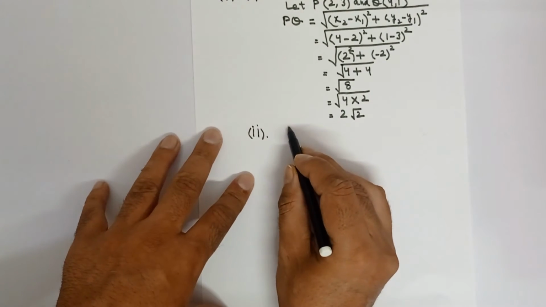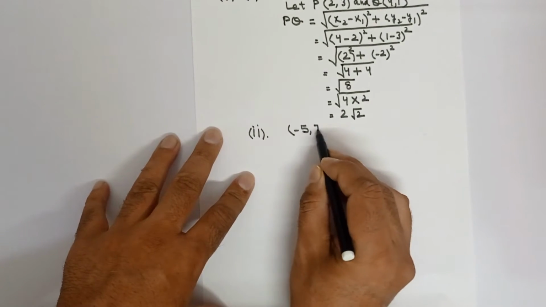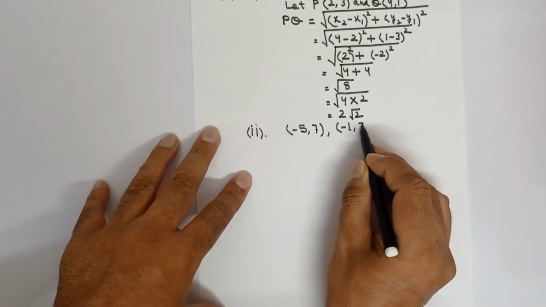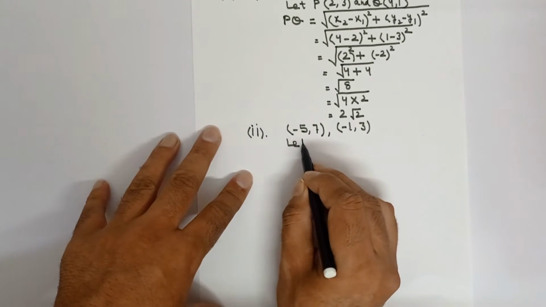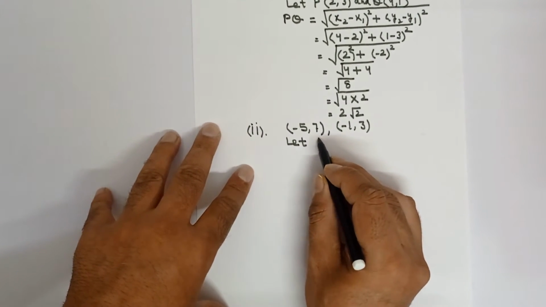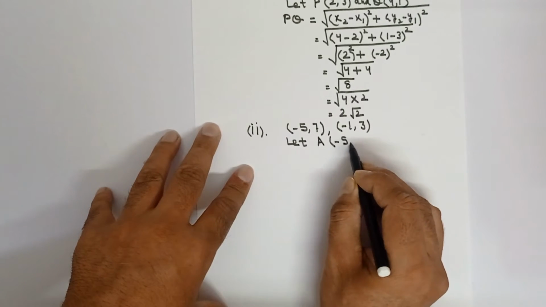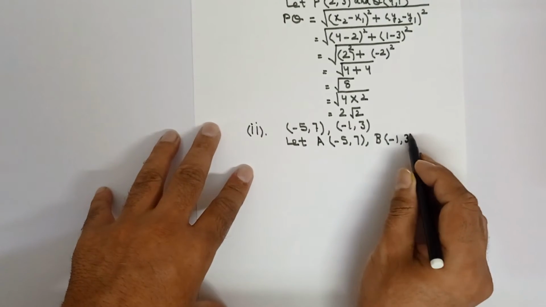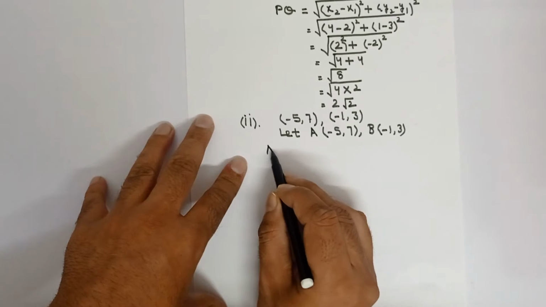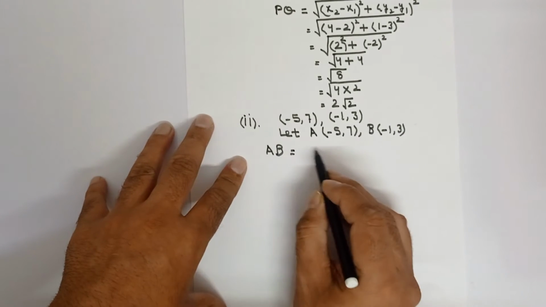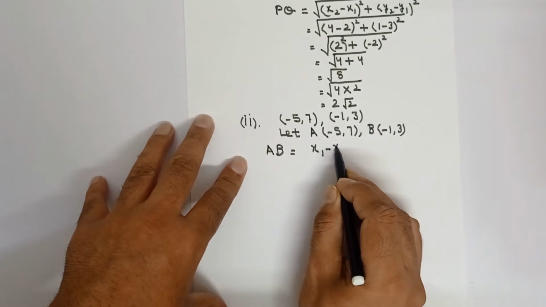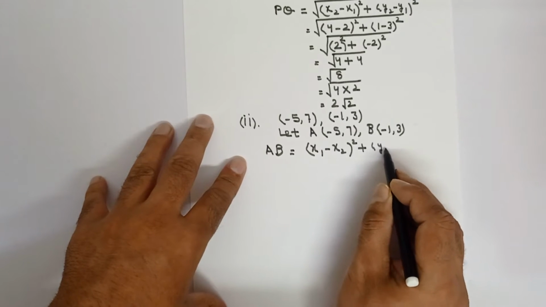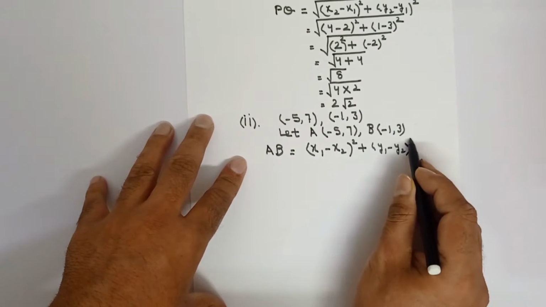Second part, (minus 5, 7), and the other point is (minus 1, 3). Now it is not necessary that you always assume P and Q only. You may take let A (minus 5, 7), B (minus 1, 3). I am finding the distance by using the distance formula. Now here I am taking the other way. x1 minus x2 whole square plus y1 minus y2 whole square.